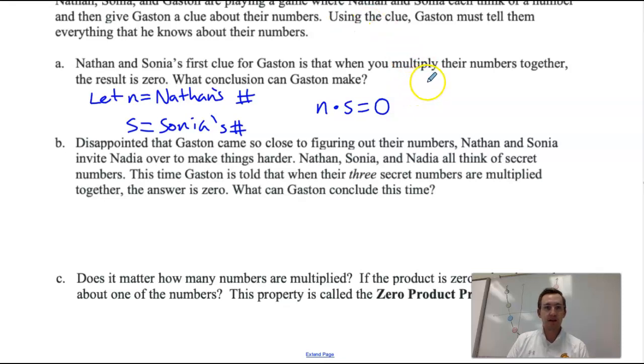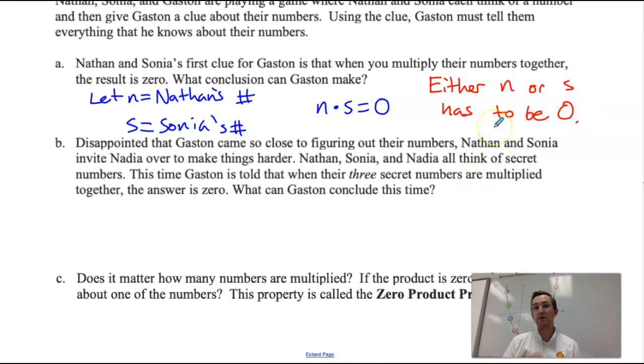So what Gaston can conclude is that either n or s has to be equal to 0, because in order to multiply something to get 0, one of those numbers has to be equal to 0. Disappointed that Gaston came so close to figuring out their numbers, Nathan and Sonia invited Nadia over to make things a little bit harder.